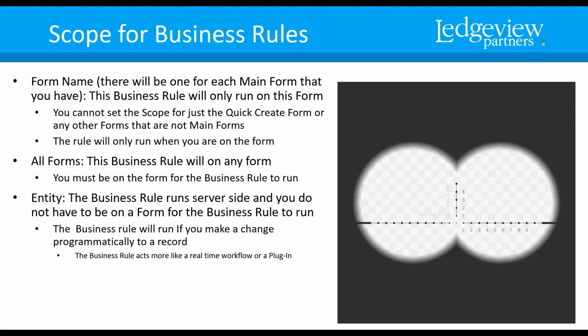Scope for business rules. So there's 3 different scopes. A particular form name. The form names you are given is the main form, and it will give you every main form, including the ones that are inactive. So be very, very cognizant of that. You cannot set the scope for just a quick create form. If you wanted to have this run on quick create forms or any of the other forms that aren't main forms, you have to set the rule to run on all forms.